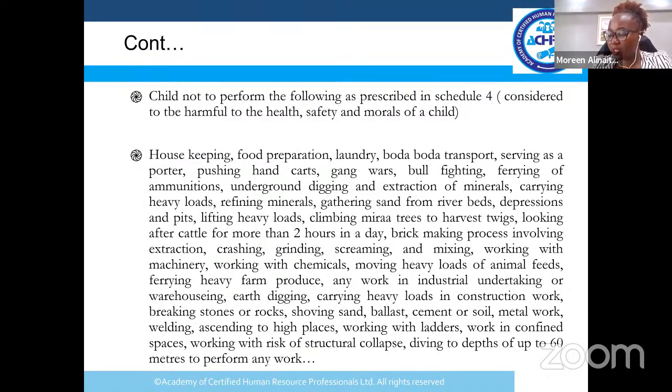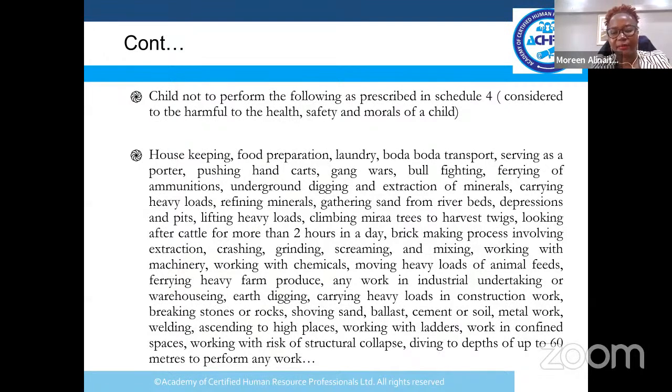When you go to the third schedule, to the fourth schedule of the rules, you will see that you cannot employ a child to do any of these because they are considered to be harmful to the health, safety, and morals of the child. For example, you can't employ a child to do housekeeping, food preparation, laundry, boda transport, serving as a porter, pushing a handcart, iyo mkokoteni, gang wars, bullfighting, ferrying of ammunition, underground digging, extraction.